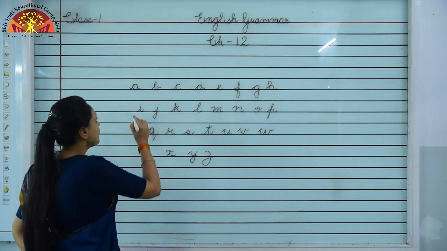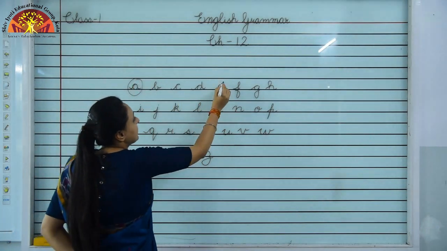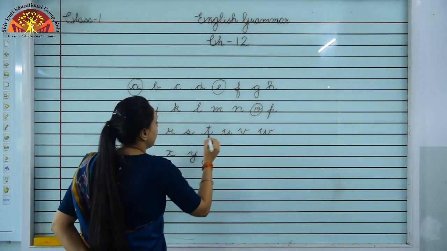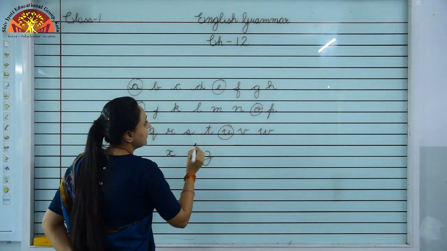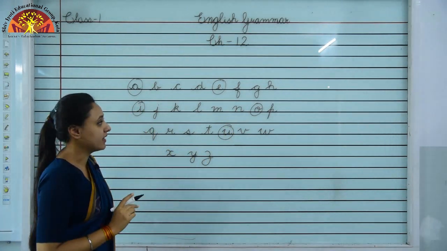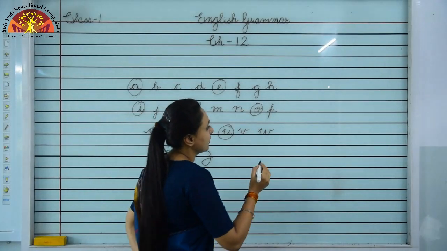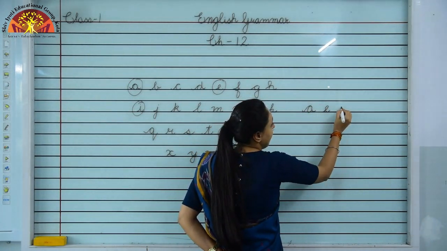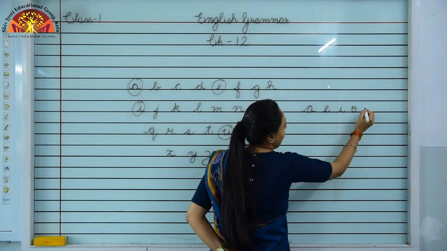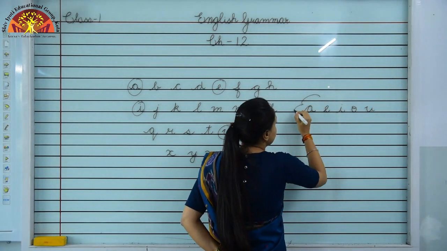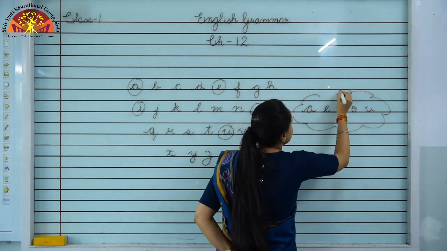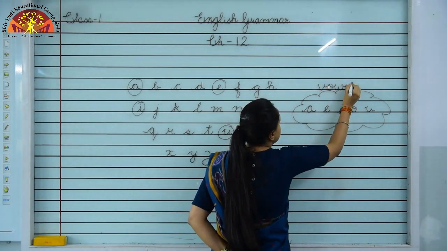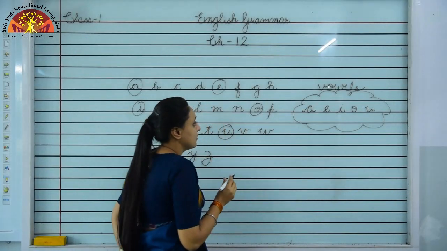Okay, let us see. A, E, I, O and U. Okay, there are 5 vowels in an alphabet. So what are they? A, E, I, O and U. Okay, these all are vowels. V-O-W-E-L-S, vowels. Okay children.